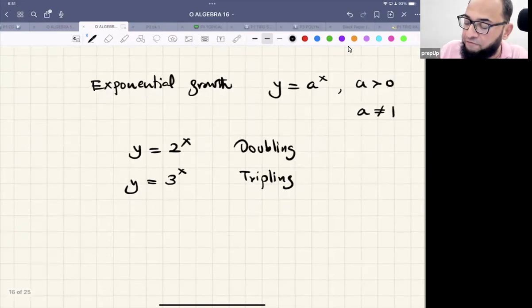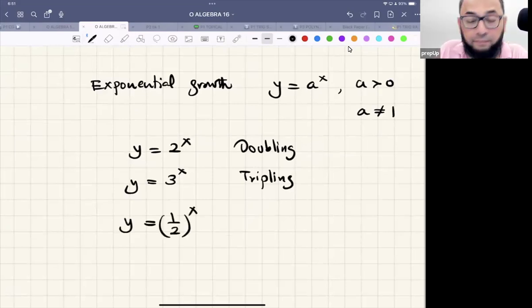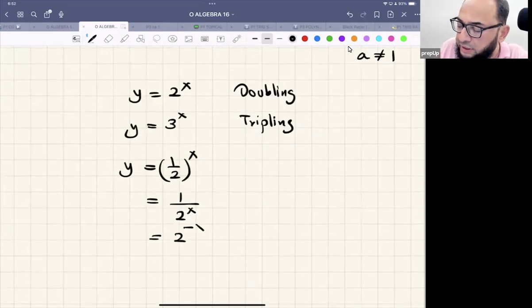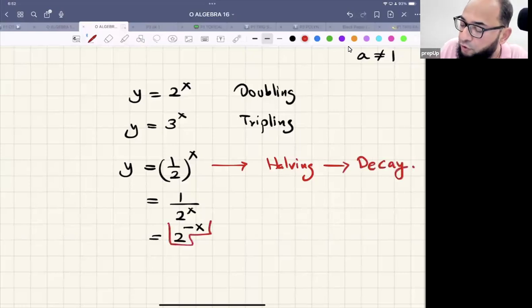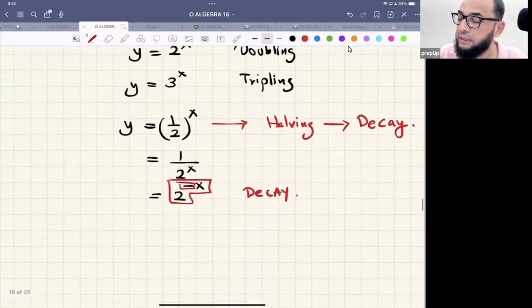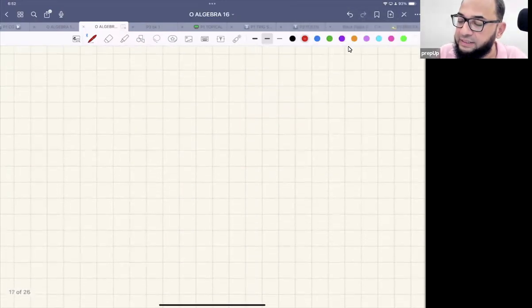And what if I have y is equals to half power x? What do you think will happen? This is 1 over 2 raised to power of x, which can be written as 2 raised to power of -x. So basically, this is the concept of halving. This halving, this is basically the concept of decay, because 2 raised to power of negative x, when the power is negative, this is no more growth, this is decay.